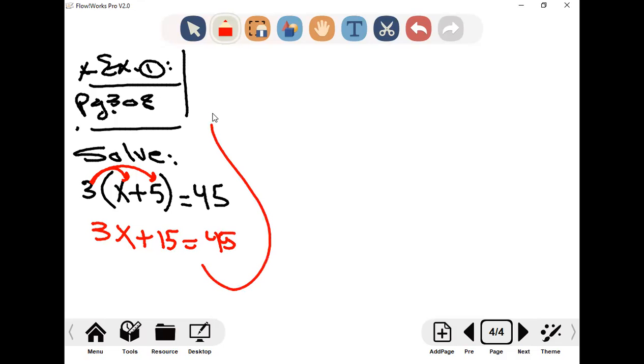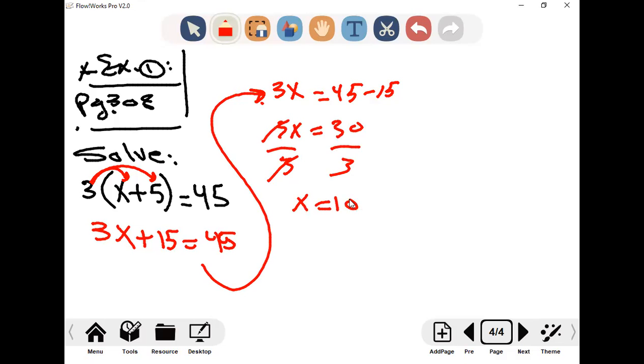Check. So here 3x equals 45 minus 15. 3x equals 30. Divide by 3 on both sides. x will be 10. Now to check our answer, replace this x by 10: 10 plus 5, multiply 3. Done? Copy it, the solved example is with you. Come on, copy quickly.